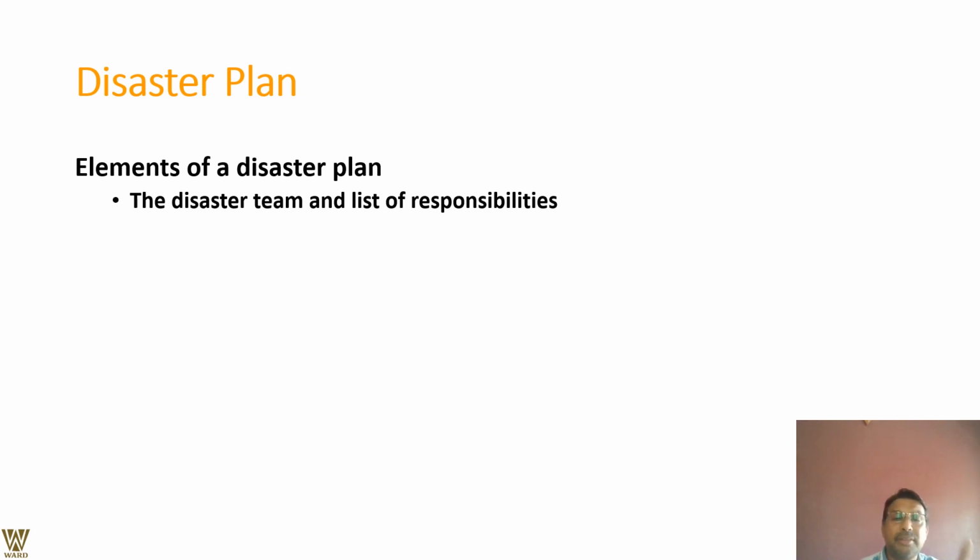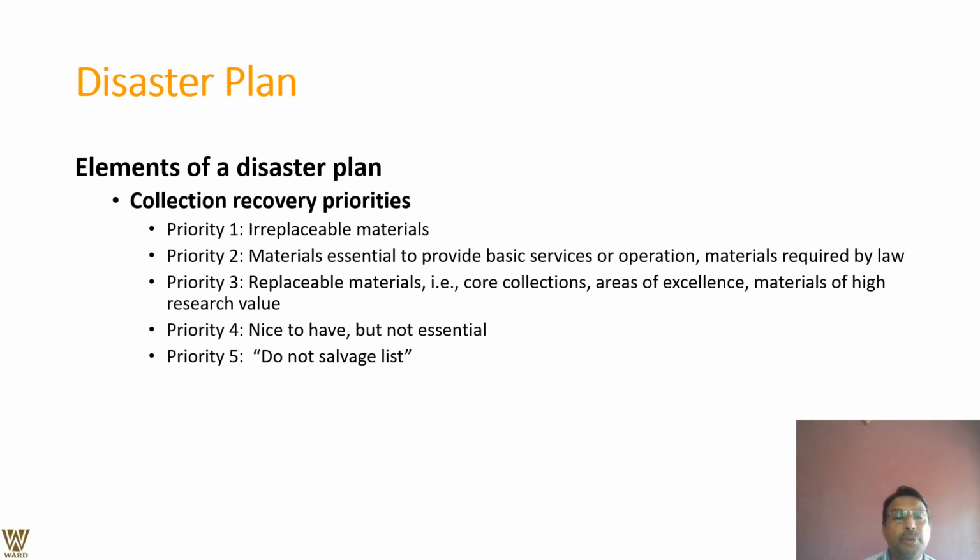So in disaster plans, there is a list of responsibilities that needs to be assigned to particular members of the disaster team. Now what are we looking into? We're talking about irreplaceable material. If it is electricity, if it is water, is it irreplaceable? If there are certain staircases, is it irreplaceable? So priority number 2 would be materials essential to provide basic services or to the operations, required by law.